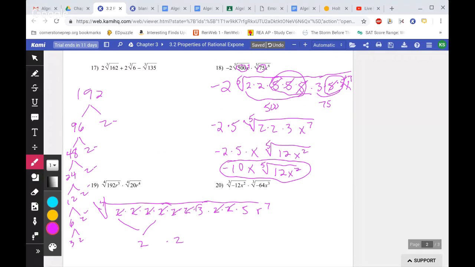And what do I have left? A 3 and a 5. So that's going to stay in. And 4 goes into 7 one time with 3 left over. So I've got 2 times 2, which is 4 times r. So that's going to be 4r. And that's a little 4 there. I forgot to put him there. And then 15r cubed as my final answer.